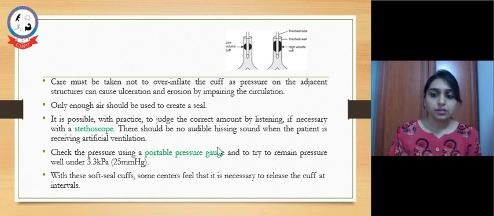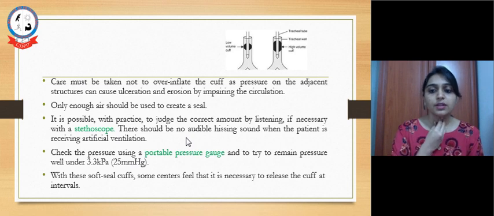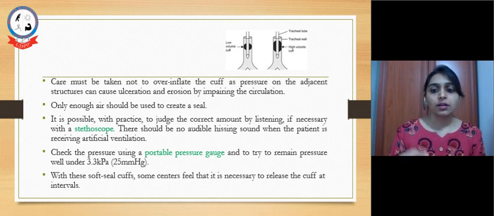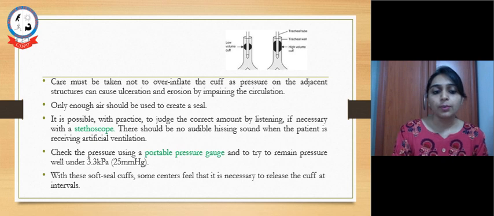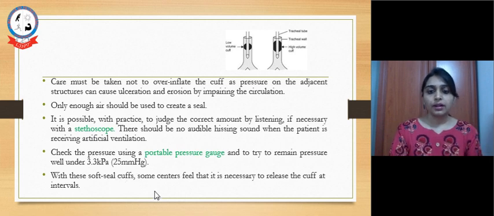We can check whether it's a perfect seal or not through a stethoscope. We can keep a stethoscope just beside the tracheostomy tube and listen if there is a hissing sound. If a sound is present, that means the seal is not proper. We can also check pressure by using a portable pressure gauge, which will help to record the pressure inside, and it should be normal, about 25 millimeter Hg. And even though there is a soft seal, we should release this cuff at certain intervals in the patient.